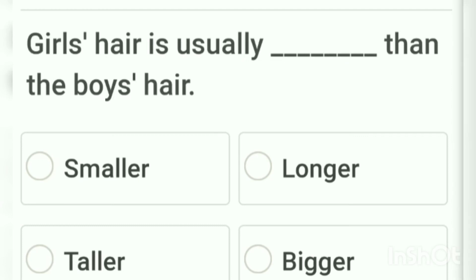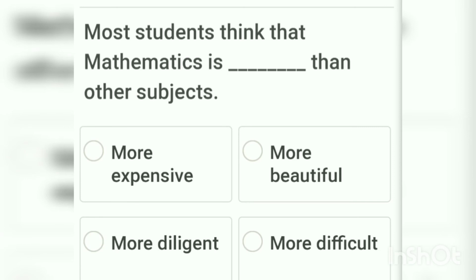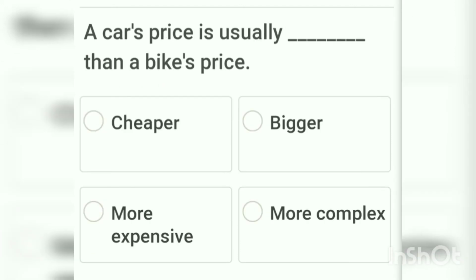Girls' hair is usually dash than the boys' hair. Again, we have 4 options given there. You have to fill in that blank space using the correct option. Most students think that mathematics is dash than other subjects. So you have to choose the correct answer and fill in that space there. A car's price is usually dash than a bike's price. Again, this is the same type. You have to choose the correct answer.